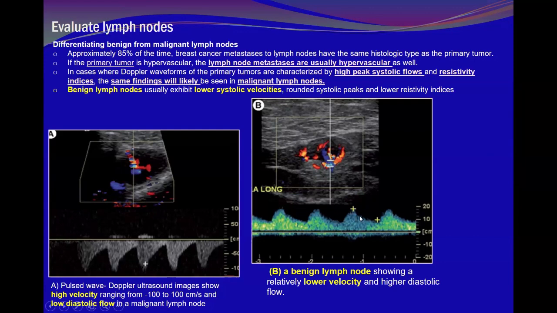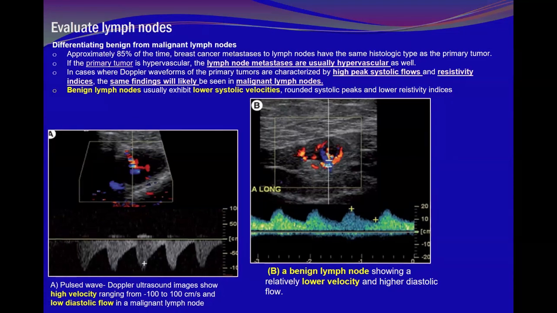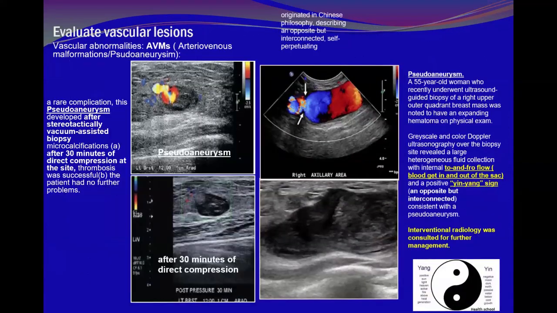If we look here, this is the diastolic flow in the benign one, while here there is almost no diastolic flow. Okay, and if we look at the benign lymph nodes, the peak systolic velocity is a little bit lower than seen in this malignant lymph node.